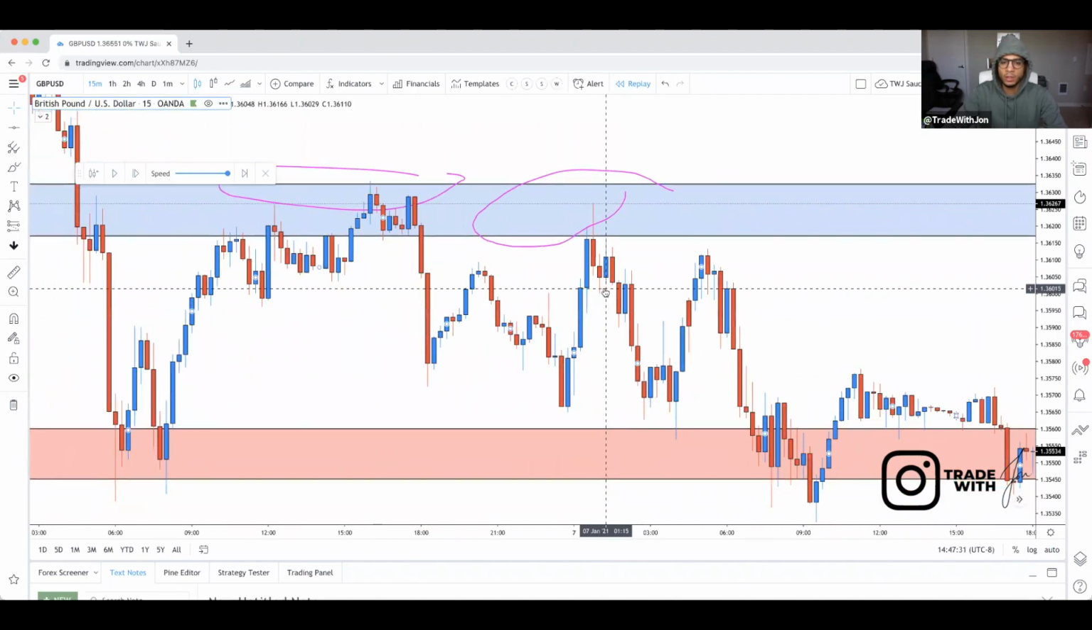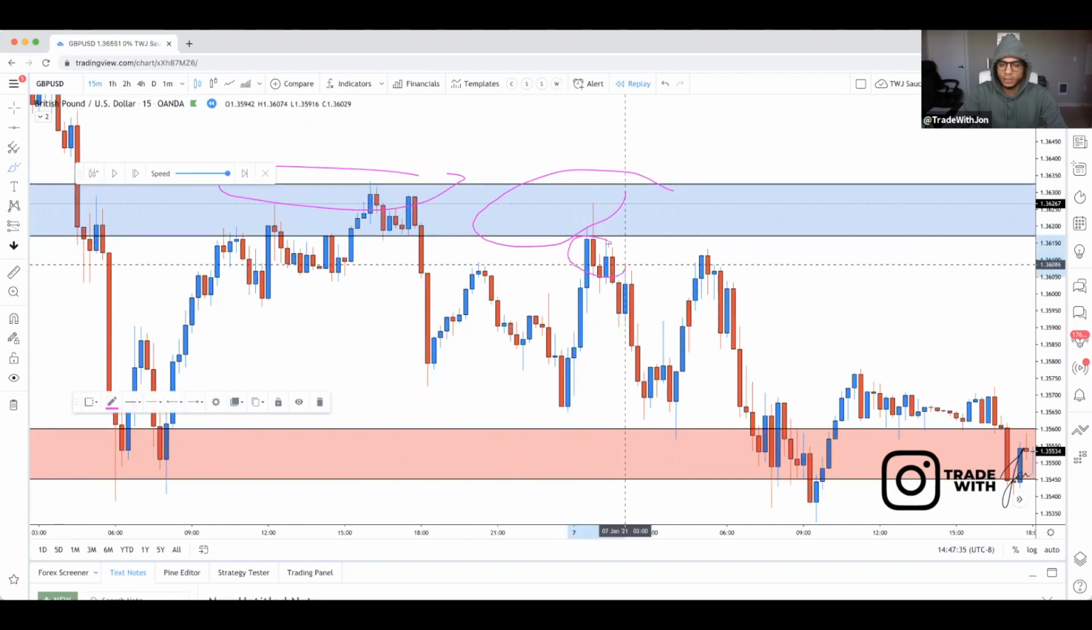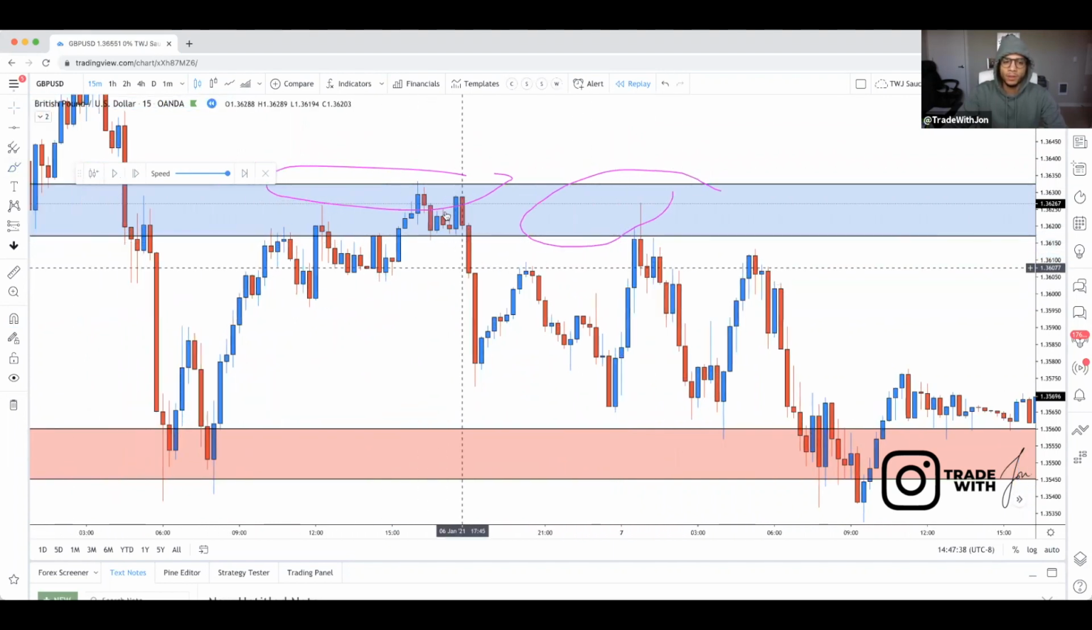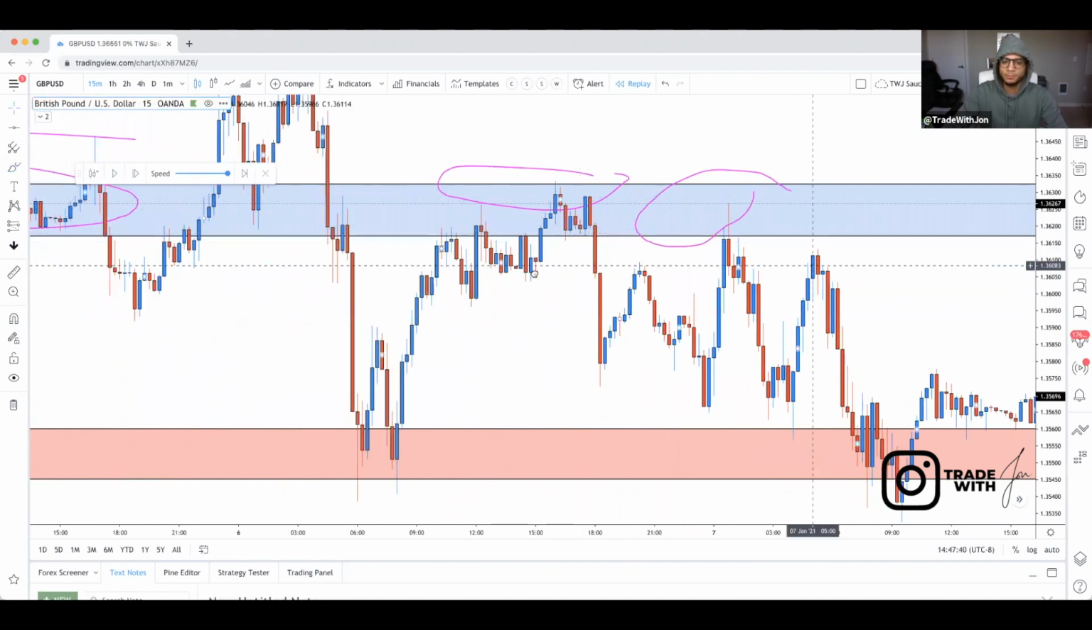Same thing over here, wicks, consolidation. Whenever you see this slow consolidation, price is getting ready to move down, right? And you guys are noticing this, right? We have a double top over here.